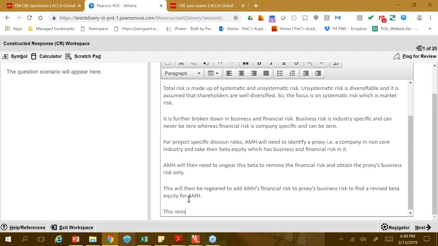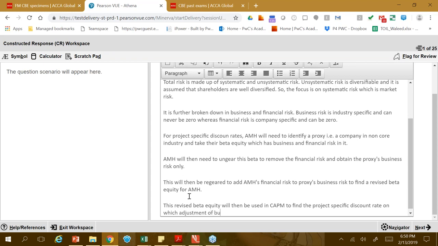This revised beta equity will then be used in CAPM to find the project specific discount rate on which adjustment of business risk has been made, and that is it. So this answer which I have constructed here is worth 8 marks, and this area is my worry area for the students, that can they write enough to earn the marks for discussion.